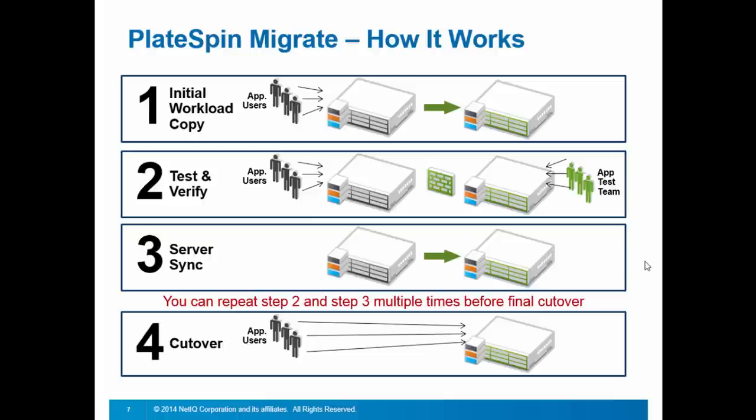Then I can come back, it could be a week later, it could be 2 to 3 weeks later. I can go back and do an incremental, update the target so that I can cut it over into production, which would be step four. So this is a typical scenario of what you would do to do a typical migration. You would do that initial copy, you get through the test and validation stage. Then you would do an incremental or server sync that we like to call, and then you would cut it over into production. It's that simple.